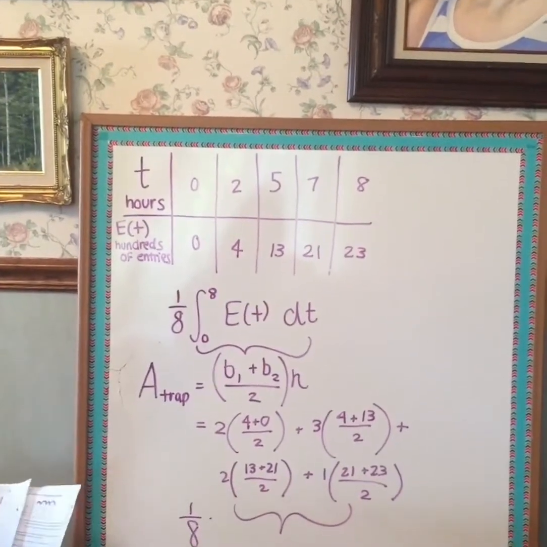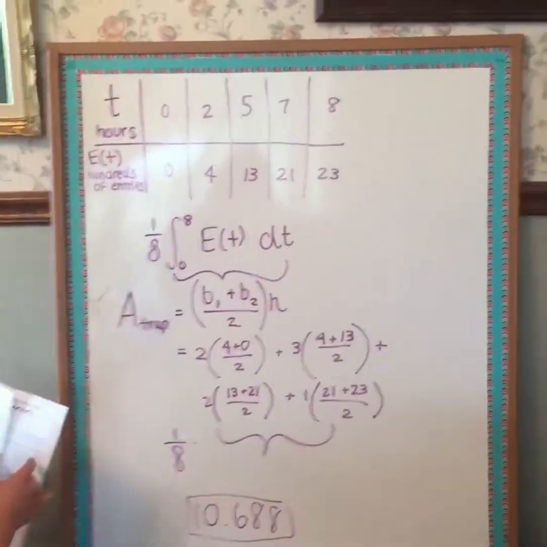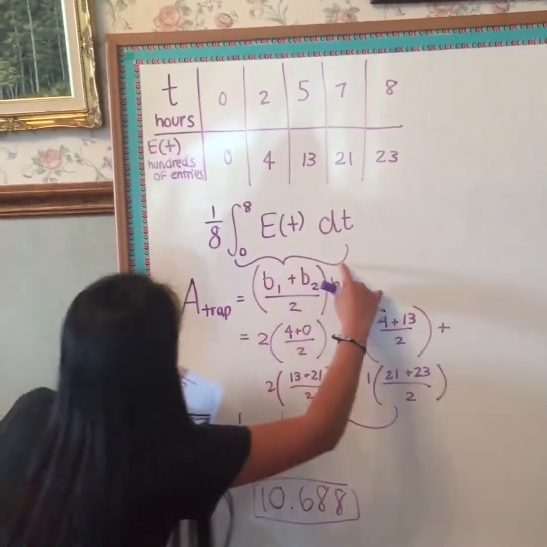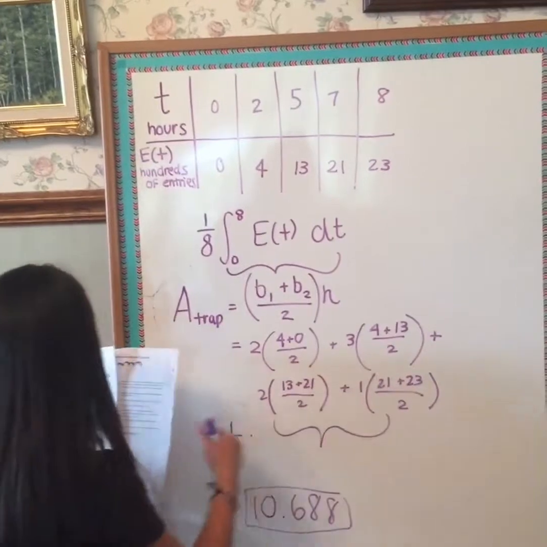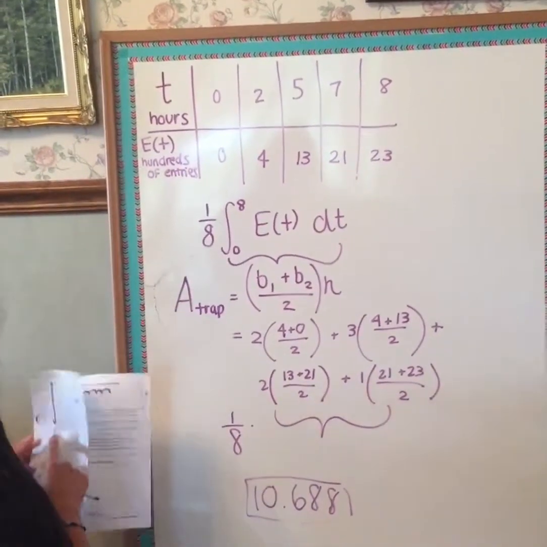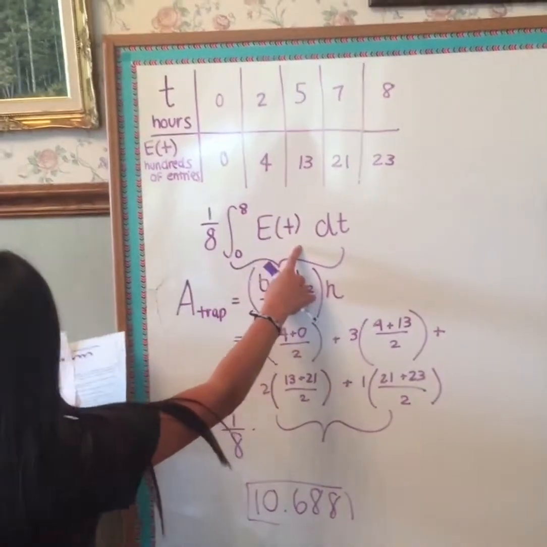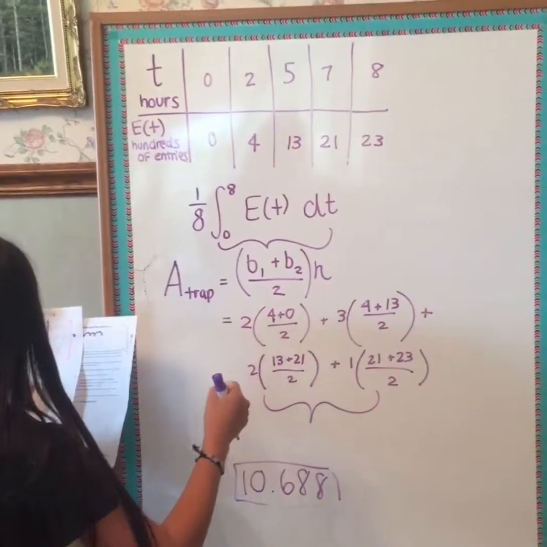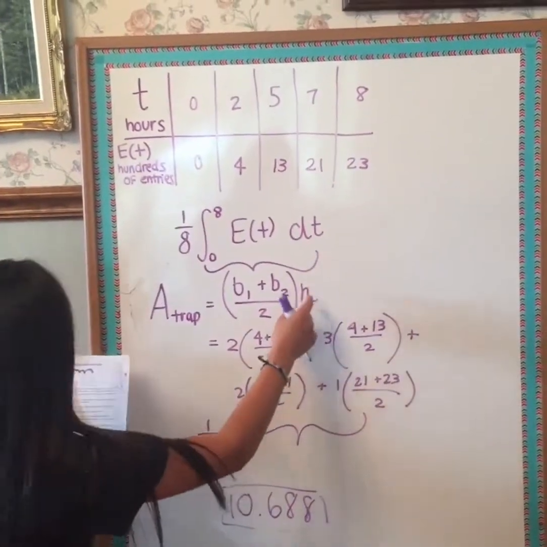is your answer. So for the rubric points, you get 1 point for setting up the trapezoidal method. The second point you get for your answer. And then the third point is to say what the meaning of this is. So this represents the average number of hundreds of entries in the box between noon and 8 p.m.